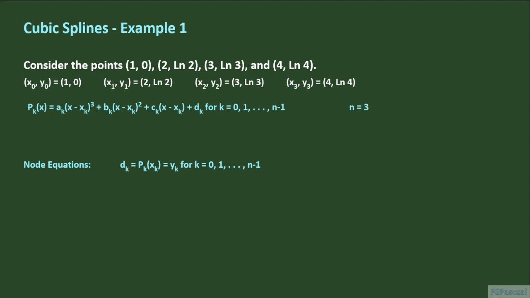And so for the first set of node equations, we have d sub 0 equals y sub 0, which is equal to 0. d sub 1 equals y sub 1, which is equal to ln 2. And d sub 2 equals y sub 2, which is equal to ln 3.